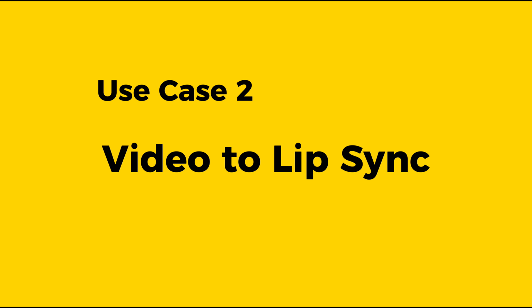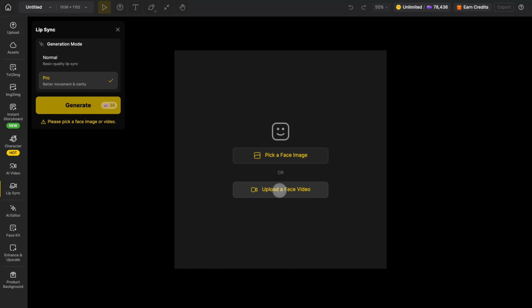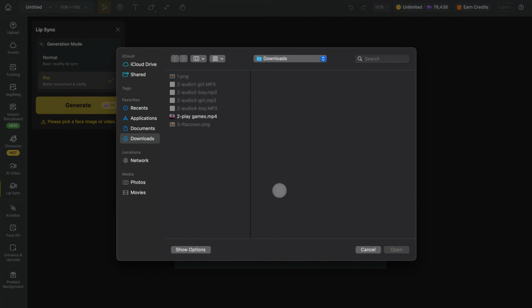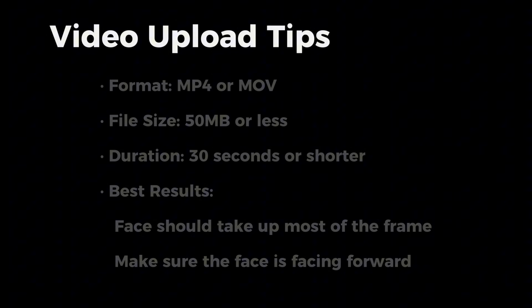Next, let's take a look at how to use Upload a Face Video. Click the button to upload your video. Please note, there are some restrictions for video uploads. The video must be an MP4 or MOV format. The file size should be 50 megabytes or less, and the duration must be 30 seconds or shorter.